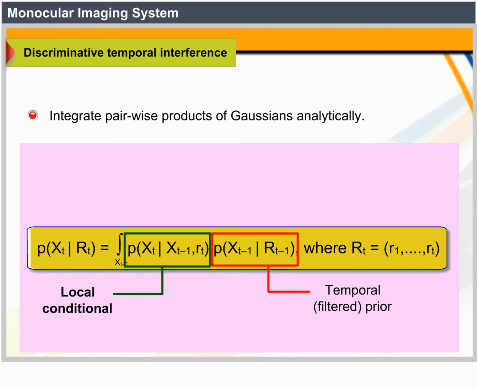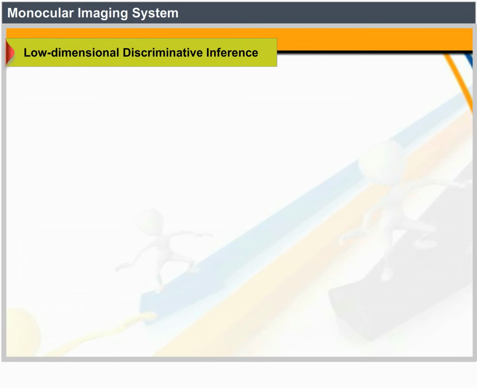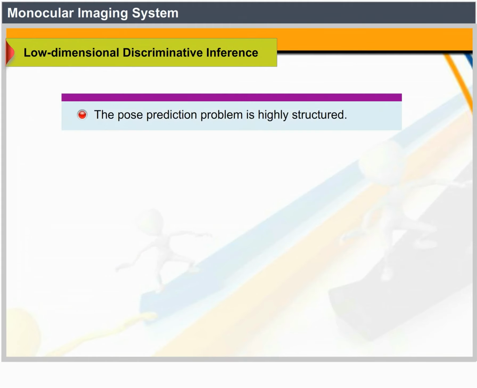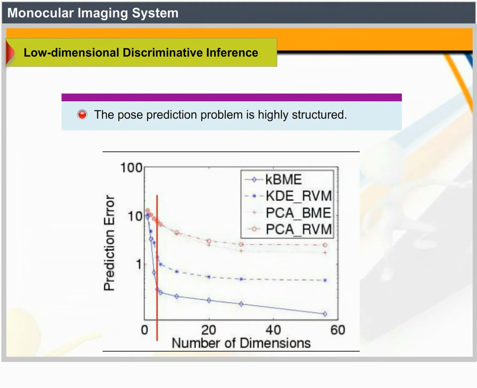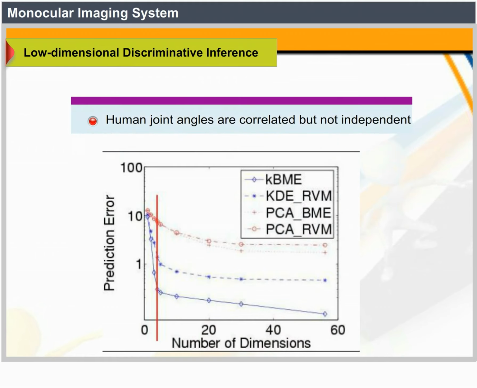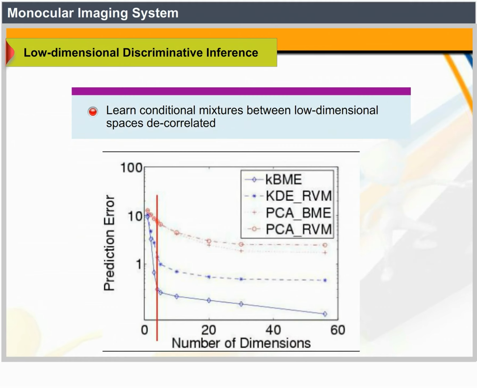Low-dimensional discriminative inference. The pose prediction problem is highly structured. Human joint angles are correlated, not independent. Learn conditional mixtures between low-dimensional decorrelated spaces.